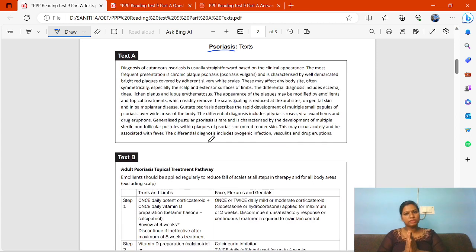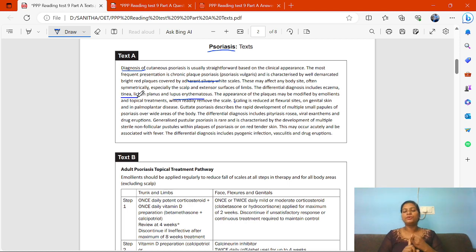Okay, when you get the question booklet, what do you have to do? First, you have to read the title. What is the title? It says psoriasis. Then you have to read the passage, text A, and underline some keywords. Text A is talking about psoriasis, and they mention diagnosis, plaque psoriasis, lupus erythematosus, and some signs and symptoms. These are the points they are discussing in the first text.